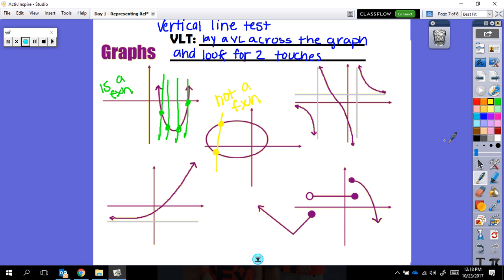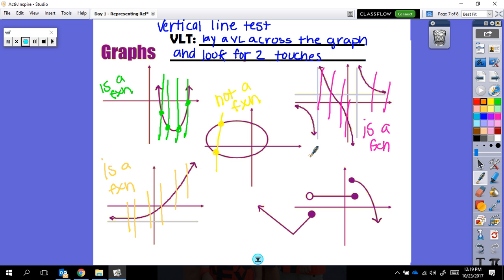Okay, look at this guy. Bunch of vertical lines you can draw here. Vertical line, vertical line, vertical line, and so on and so forth, is a function. Okay, look at this guy up here with all the crazy asymptotes. We start drawing vertical lines, we're still only touching it once. So this one is a function.